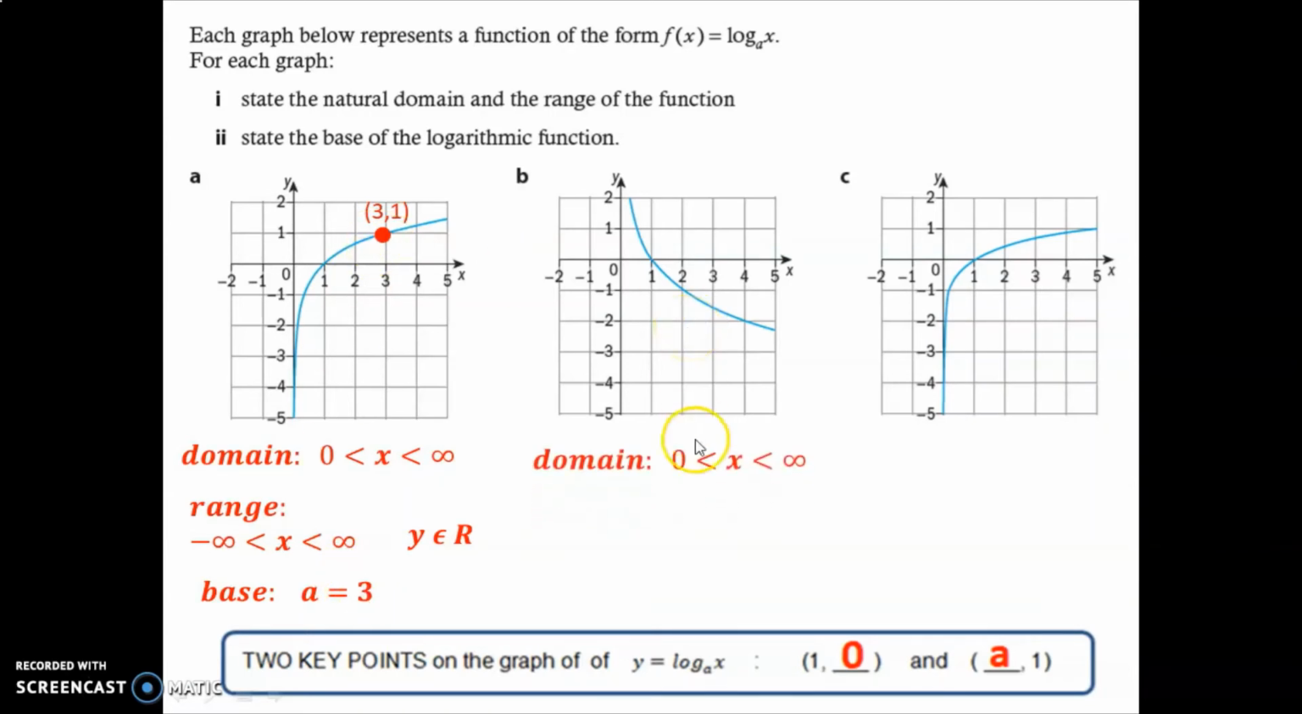This is logarithmic decay. The domain is this, the range is this, and we have a point right here, (0.5, 1). So the base must be 0.5, so the a value is 0.5 for this one.